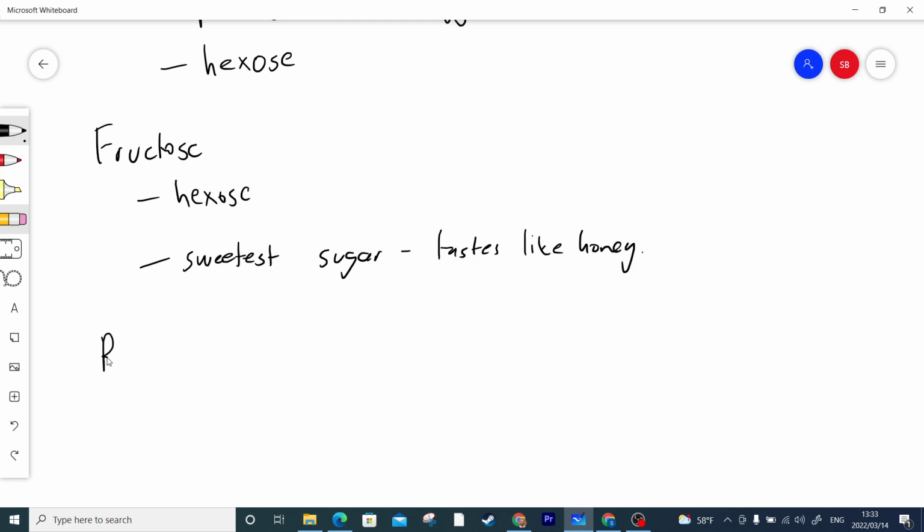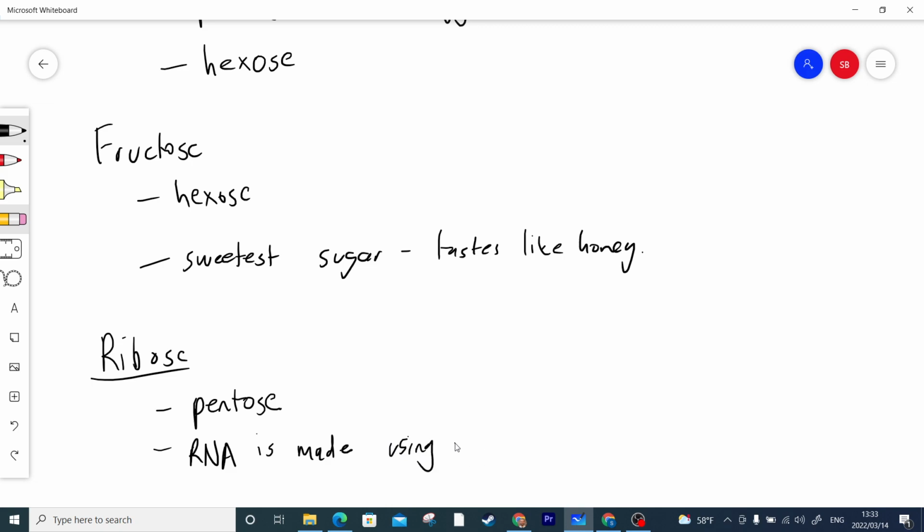We've got ribose, of course, that's another type of monosaccharide, except that it is a pentose. It's got 5 carbons. And we are going to learn a lot about genetics later on, and RNA is made using ribose.